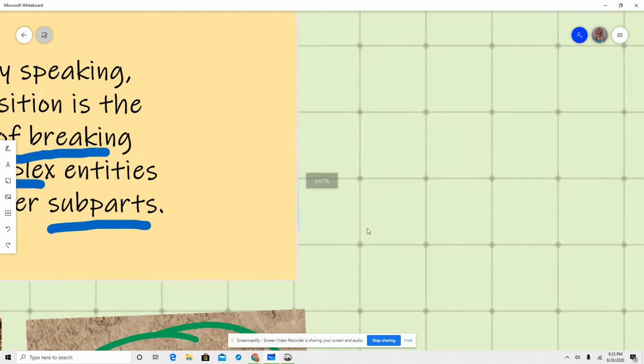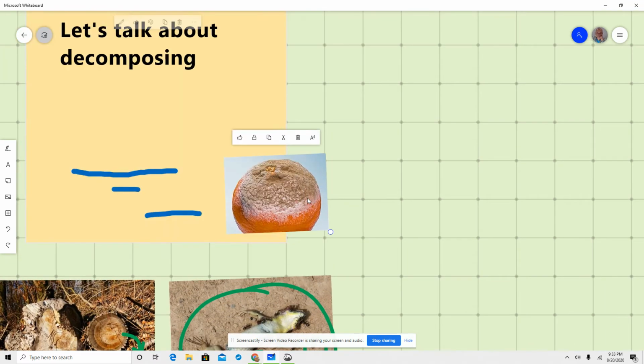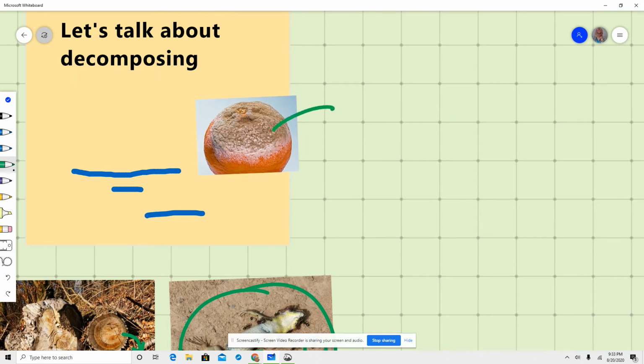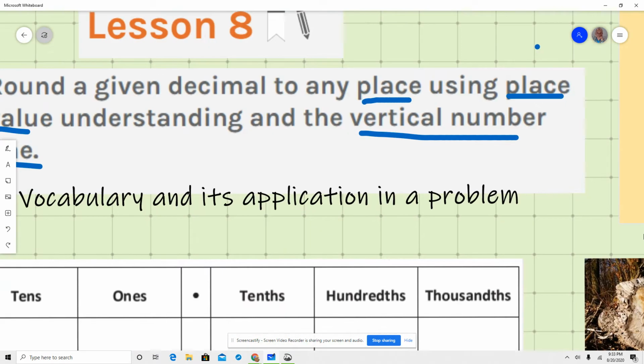And there is one more example I have for you. An orange is also decomposing, so it's going to break down into smaller parts. This orange is no longer going to look like an orange. It's going to break down into smaller parts, so it's going to decompose. Now, how is that related to mathematics?